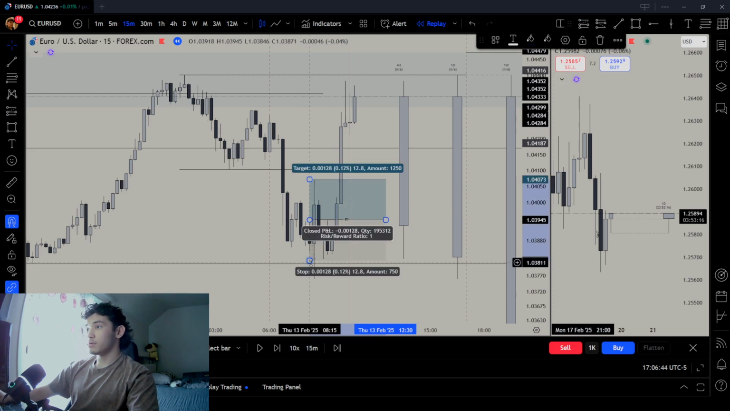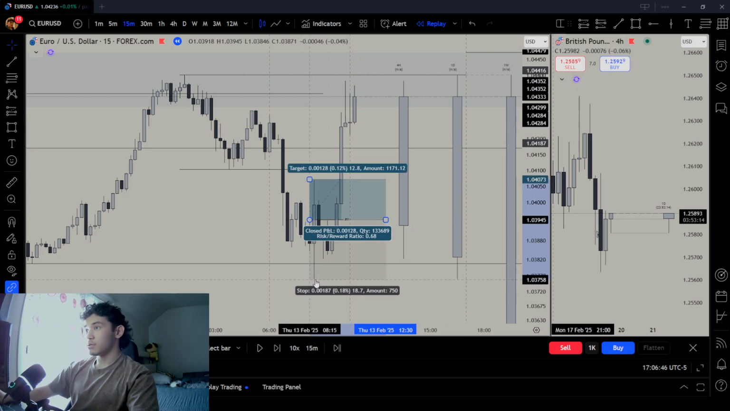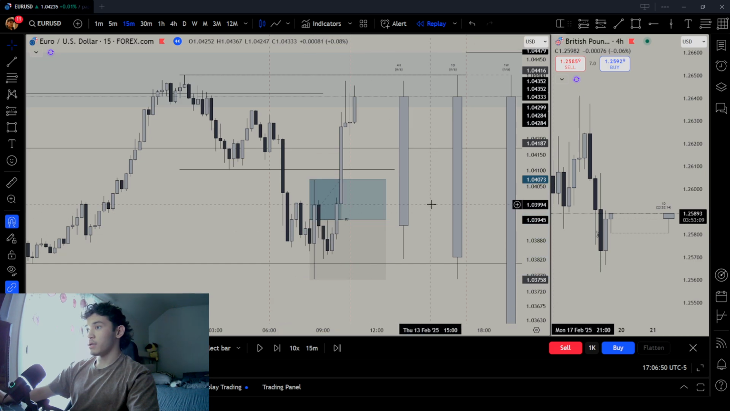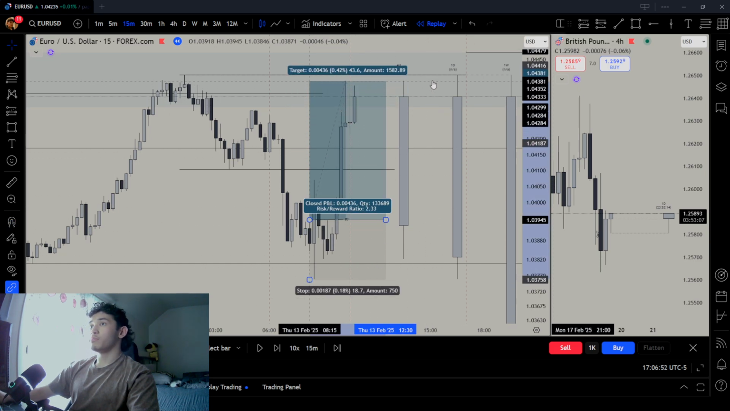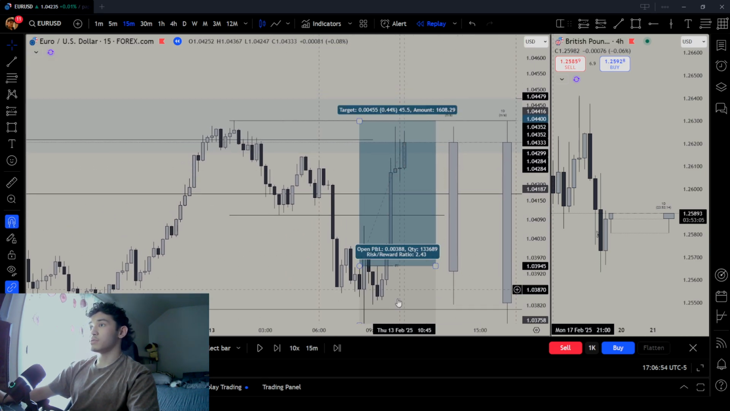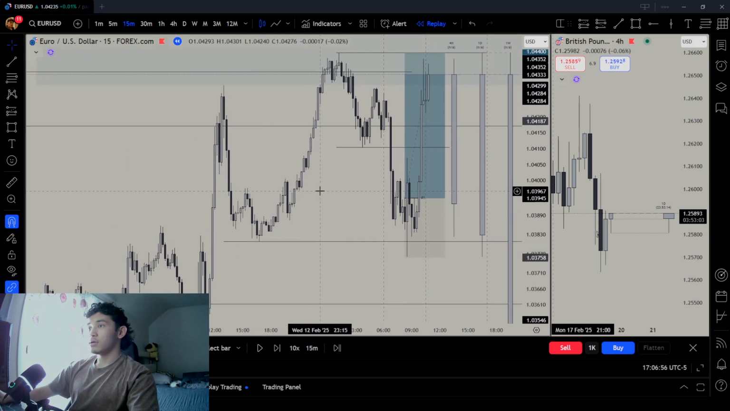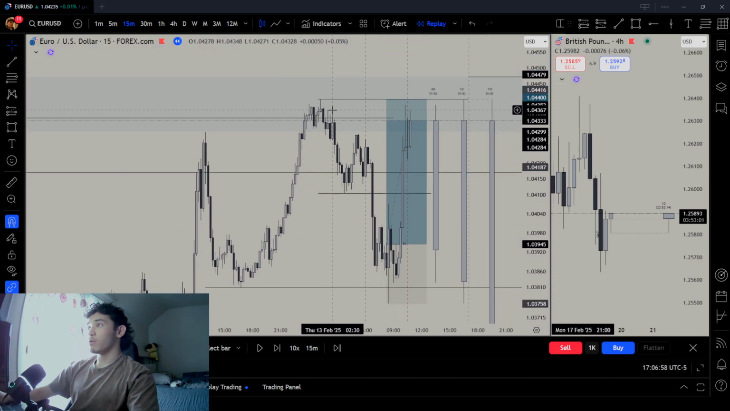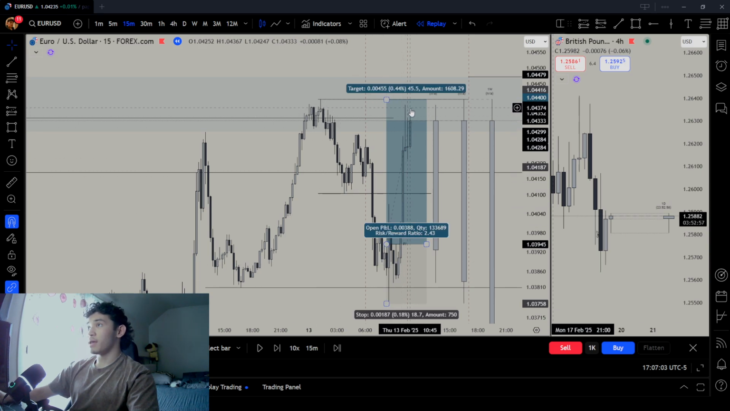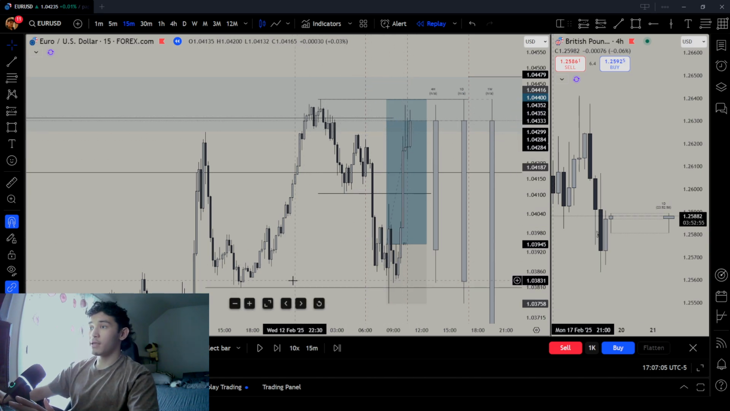Entry right over there. Stop loss right over here. And take profit would be this high right over here. You can see your take profit would be the CRT high of the 1 a.m. candle. So 1 a.m. accumulation, 5 a.m. manipulation, 9 a.m. expansion, as well as the range.